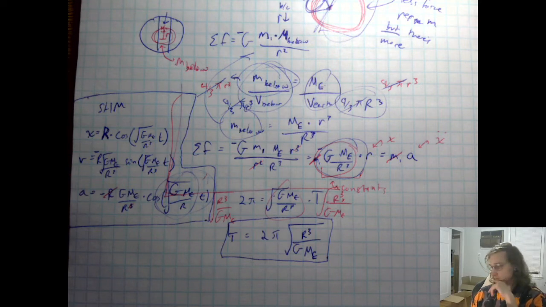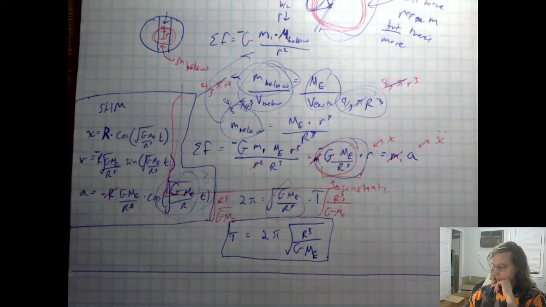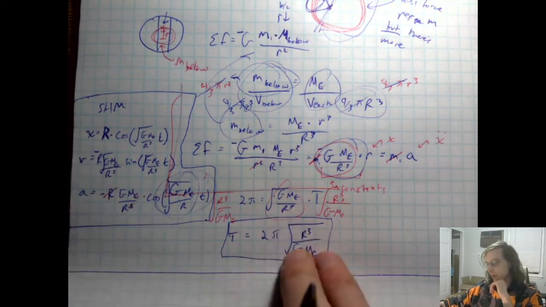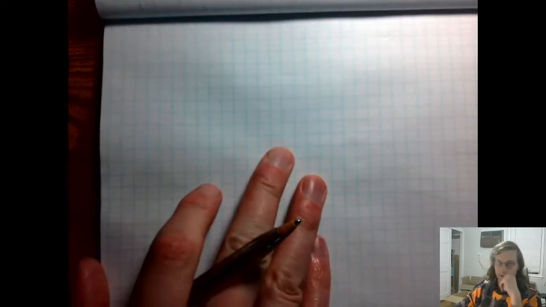All right. Next concept. Let's say that we've got something that's orbiting. So if we've got like a satellite that's going around the Earth.